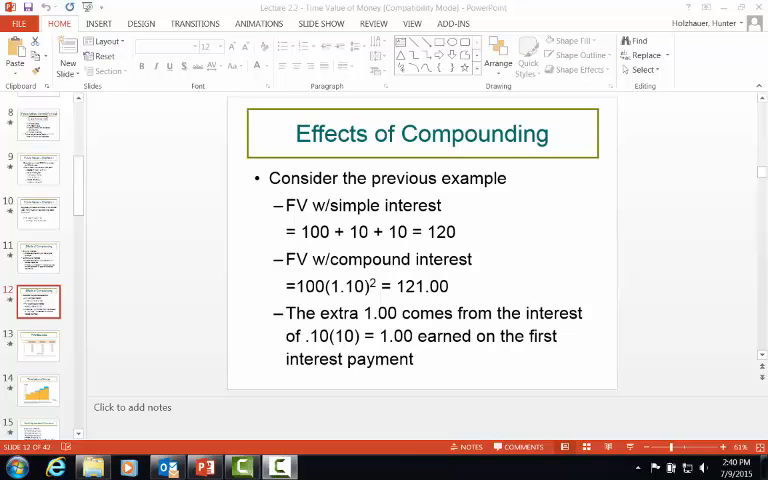So if you're still confused, let's look at it one more time. Consider the previous example. The future value with simple interest is just 100 plus 10 plus 10, which equals $120. However, with compounding interest, you would get 100 times 1.1 raised to the number 2, which equals $121. So that extra $1 comes from the interest on the $10 of interest you made during the first period.